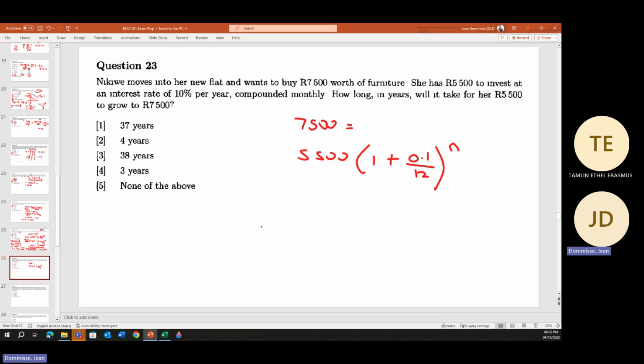10% will be your interest. It's 12 times per year. So then n will be equal to 37. But again, 37 months because all is in months. So that divided by 12 is 3.1 years. So the closest years again is 4. Sorry, option 4, which is 3 years.